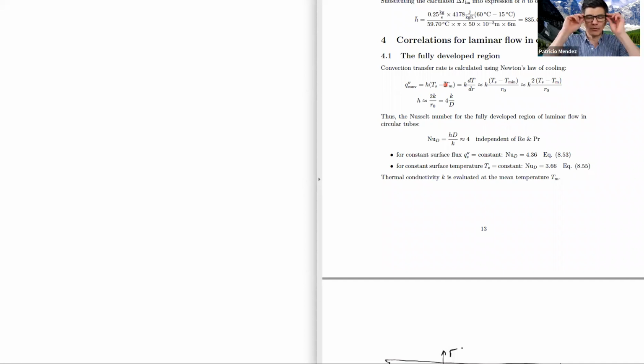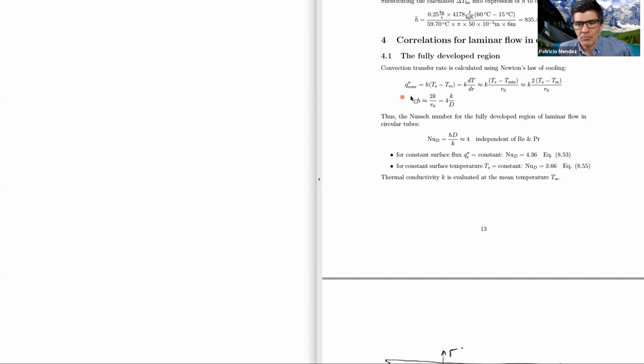In external flows, we use the temperature of the fluid far away, right? It would be T infinity. But in internal flows, we don't have a T infinity because there is no such thing as infinity. There is the other side of the pipe or whatever the internal flow is. So in that case, we consider convection as the temperature difference between the surface and the average, the mean temperature.